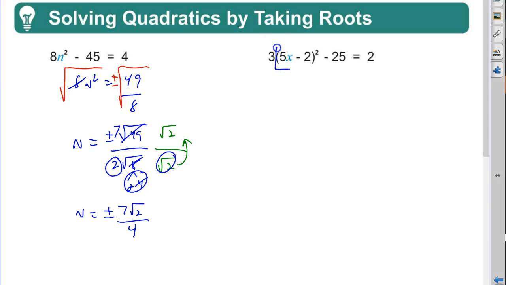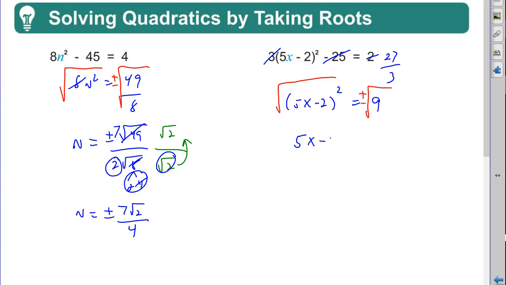So again, I have to isolate this squared term right here. So let's move the 25 to the other side. This is going to be a 27. Let's divide both sides by 3, and now the right-hand side is going to be a 9. And the left-hand side is 5x minus 2 quantity squared. All right, we've got the squared term isolated, so we're now ready to take the square root of both sides. Don't forget the plus minus. All right, the left becomes 5x minus 2, and we get plus or minus 3.